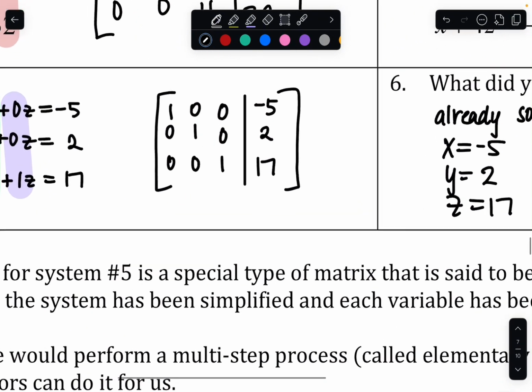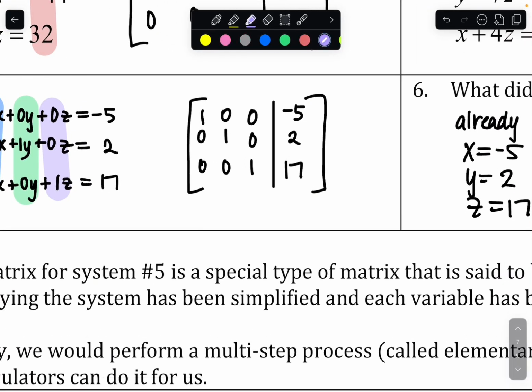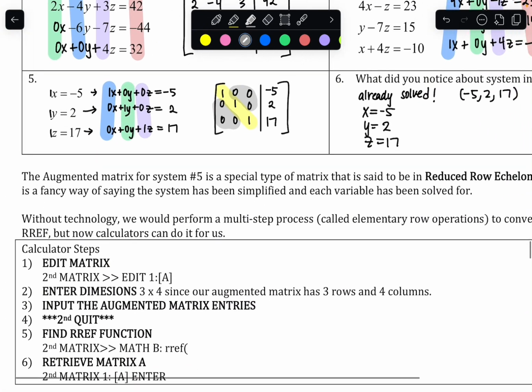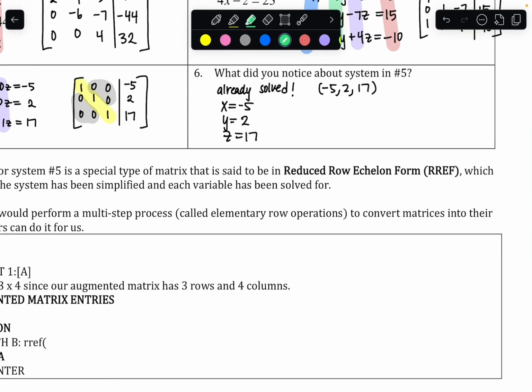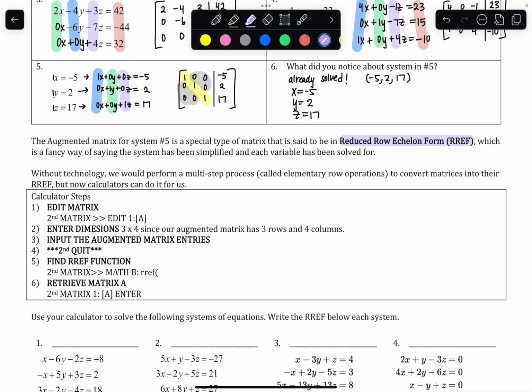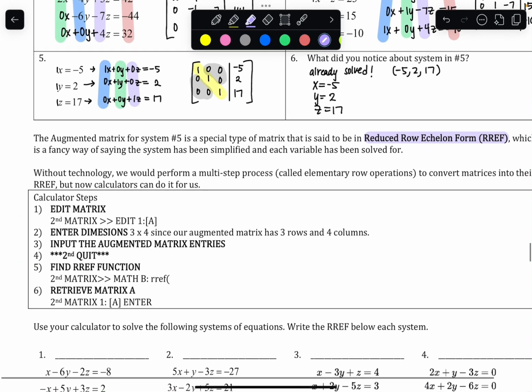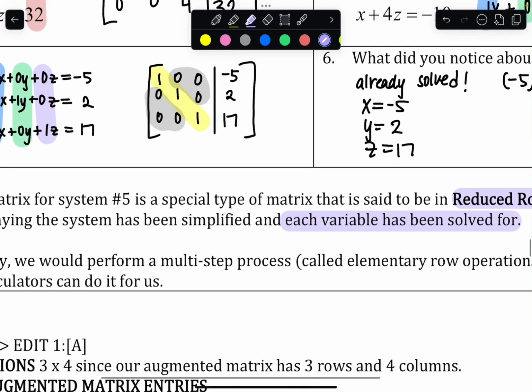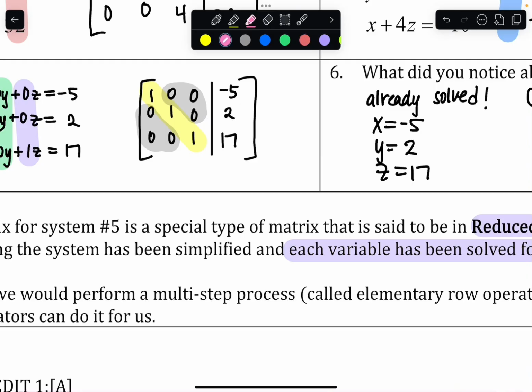But I wanted you to see the augmented matrix associated to a system that's already solved for. There's ones along the diagonal and then zeros everywhere else. Okay, that's a very special type of matrix, and it's said to be in reduced row echelon form. Reduced row echelon form, and the abbreviation is RREF. It's a fancy way of saying that each variable is already solved for. And so you can see your solution is -5 for x, y is 2, z is 17. Just knowing that this is your x column, this is your y column, and this is your z column. Where you see the 1 is for the z, that's how you know z is 17.